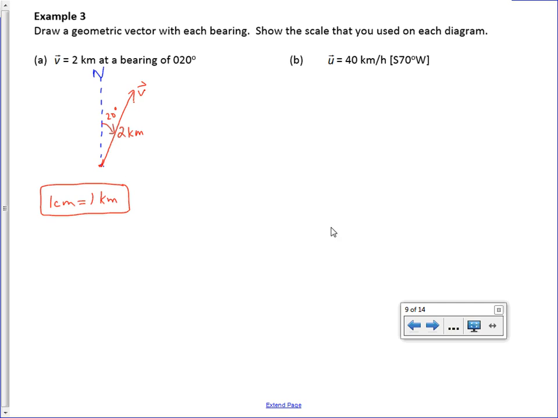Yeah. So in B, we've got vector U equals 40 kilometers per hour, south 70 degrees west. This time, when I do my setup, what should I be drawing? Do I just need to worry about north, or should I have some more directions? Should I draw all 4 quadrants just to be clear? Hopefully we all know our directions.